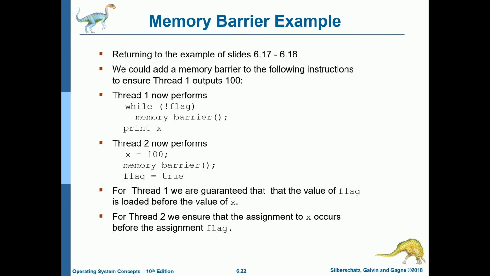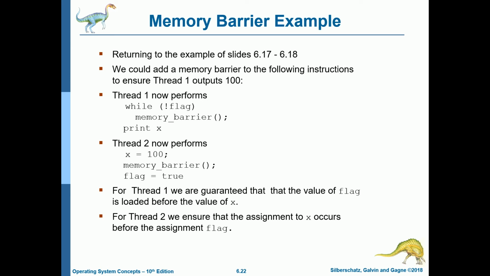So now let's return to a previous example in which reordering instructions could have resulted in the wrong output. Now we use a memory barrier to ensure that we obtain the expected output. So now if we add a memory barrier operation to thread 1, as we can see here with this while loop, we can now guarantee that the value of the flag is loaded before the value of X.